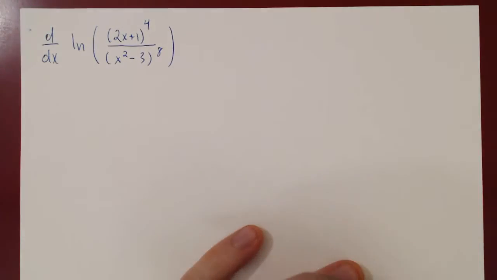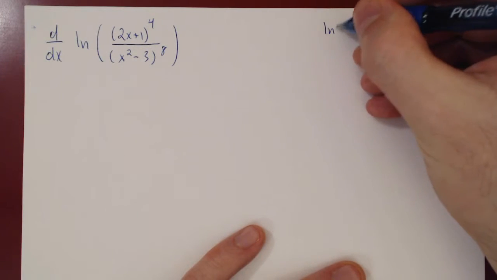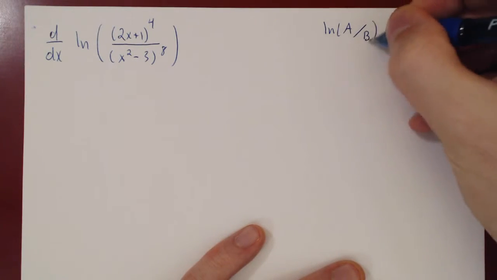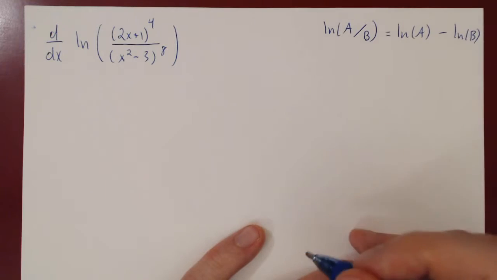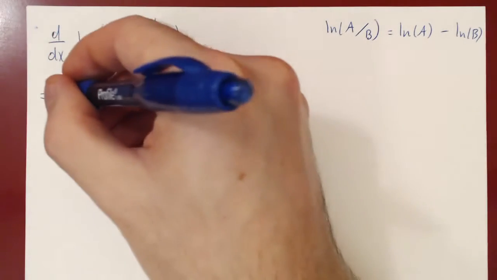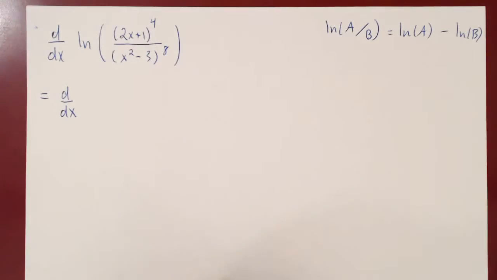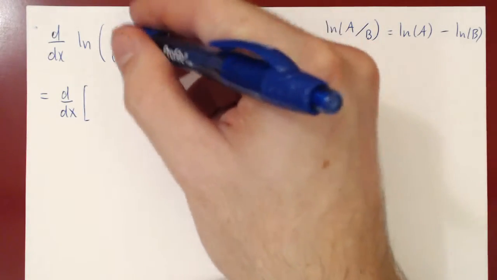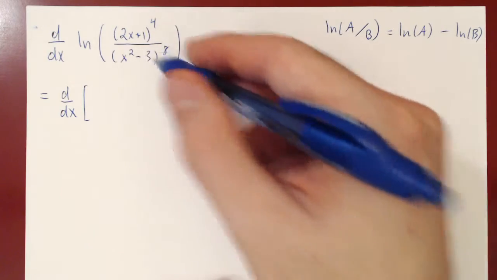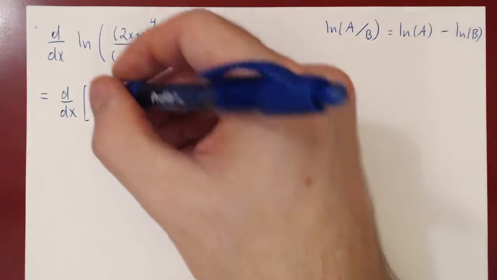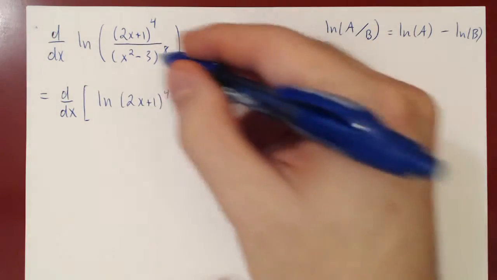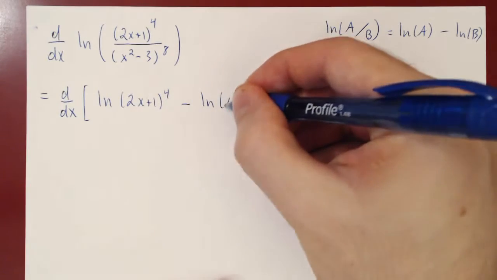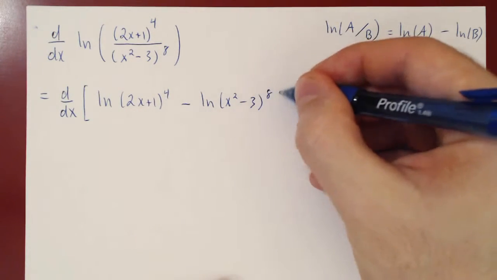So remember the first property here. The ln of a quotient is the difference of the lns. So if I give you ln of a over b, that's just the ln of a minus the ln of b. So we can apply this property first before we differentiate. So we keep the derivative there. We're still not differentiating. But now we have the ln of a over b, this is what we have. This will be the ln of the numerator, (2x plus 1) to the 4th power, minus the ln of the denominator, (x squared minus 3) to the 8th power.